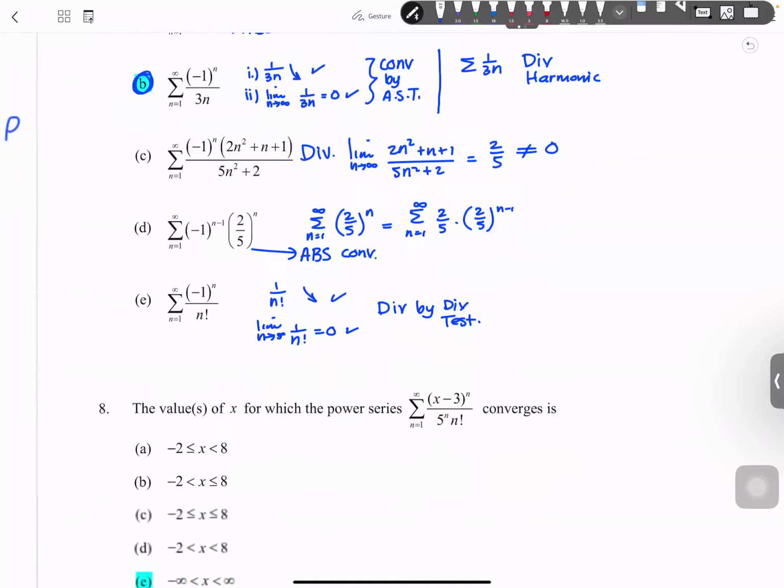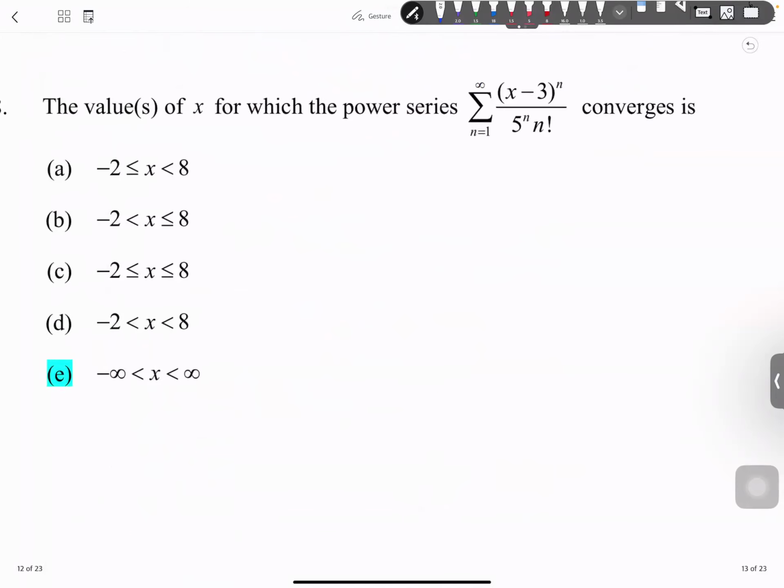All right, number 8. We would like to find the values for x for which the power series converges. So we're looking for an interval of convergence. For this problem, I'm definitely going to have to use a ratio test because I see n as part of the base number and the exponent, so I can't use geometric. I also see factorials. That usually tells you to use the ratio test. So we're going to set this up. We're going to assume convergence.